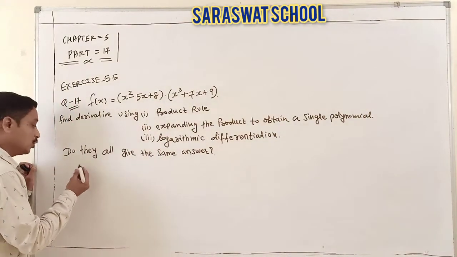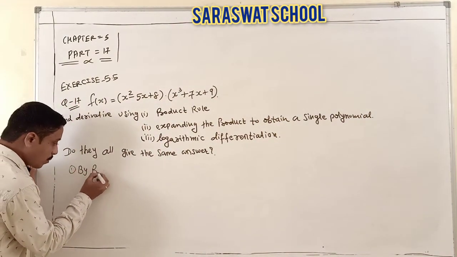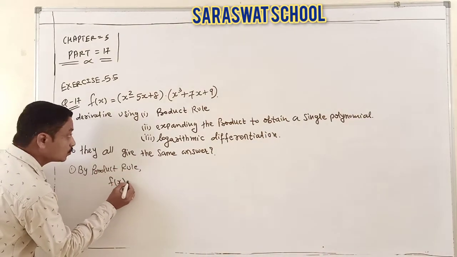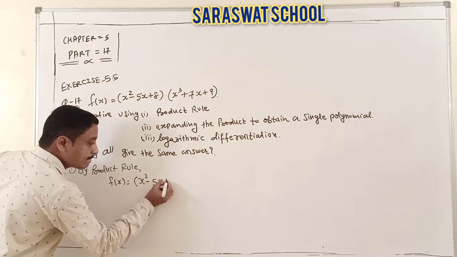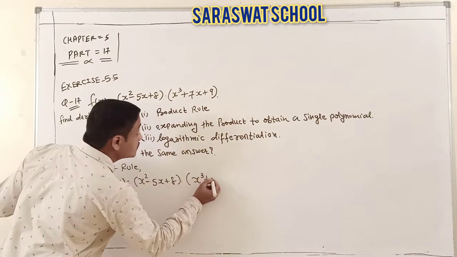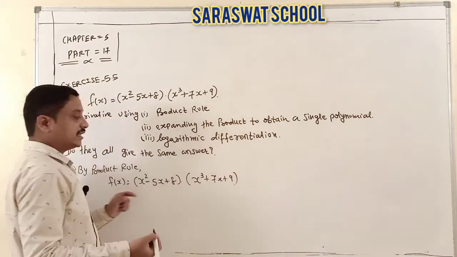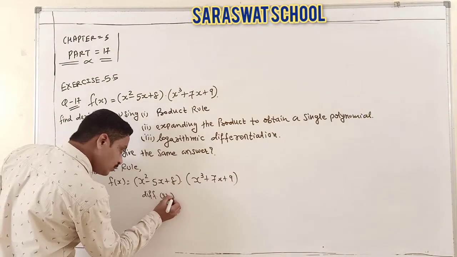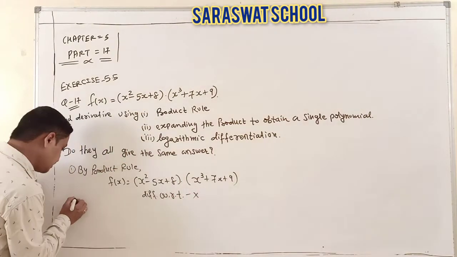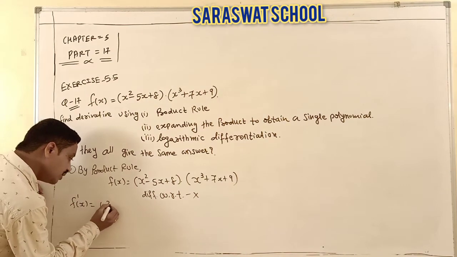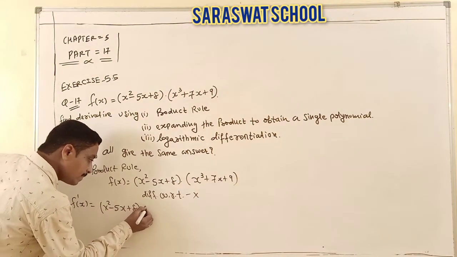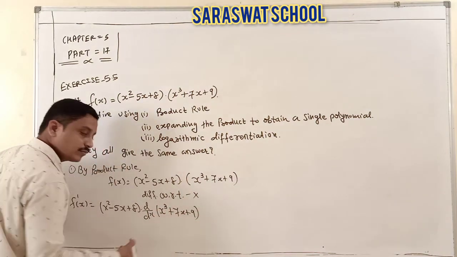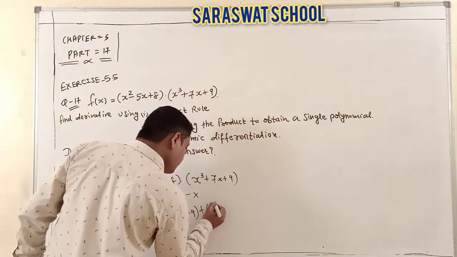First, by product rule. In your question, x square minus 5x plus 8, and the second function is the same. Start differentiation with respect to x. So what do you get by product rule? First, second derivative, plus second.